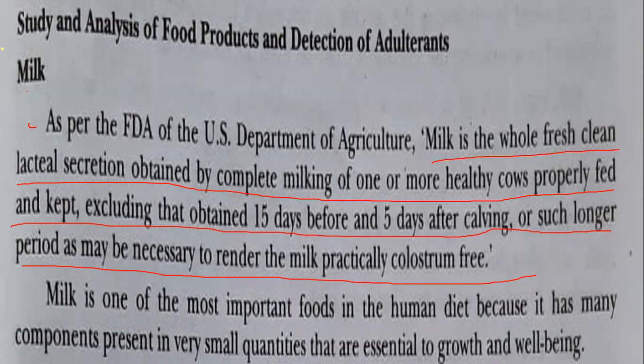First, we'll see what milk is. It's the whole, fresh, clean lacteal secretion obtained by complete milking of one or more healthy cows, properly fed and kept, including that often 15 days before and 5 days after calving, or such a longer period as may be necessary to render the milk practically colostrum free.